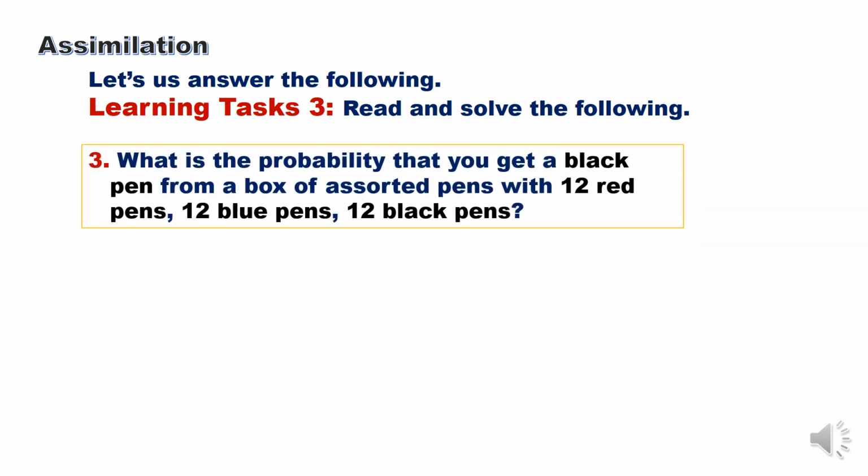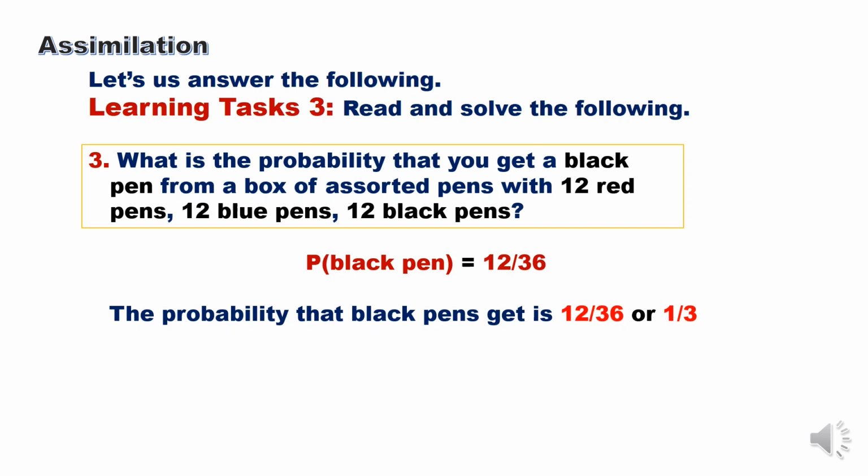Number 3, what is the probability that you get a black pen from a box of assorted pens with 12 red pens, 12 blue pens, and 12 black pens? The black pen is the event, so equals 12 out of 36. The probability that a black pen gets picked is 12 out of 36 or 1/3.